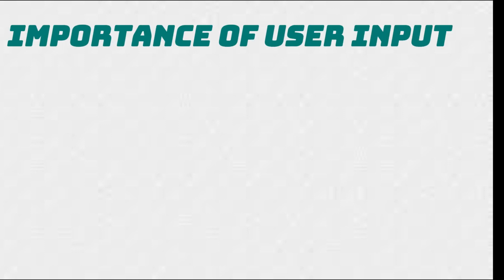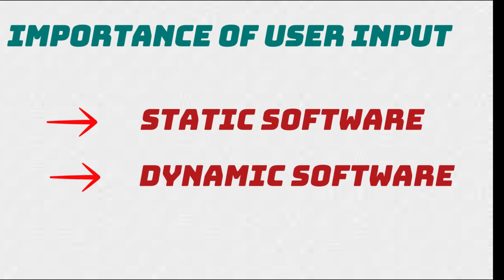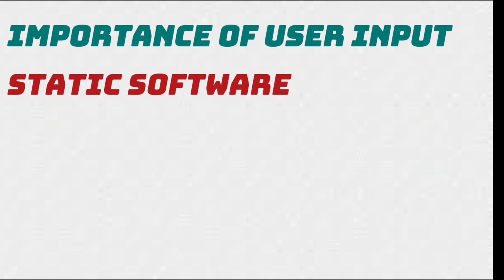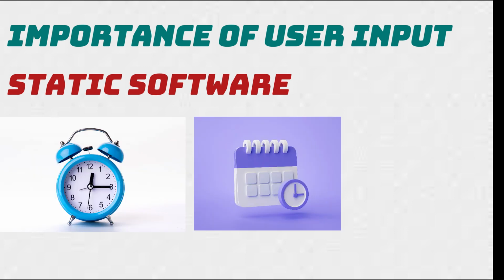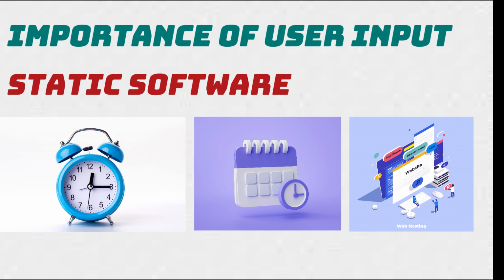If you have done programming before, you know how critical it is to get the input from the user. There are two types of software, static and dynamic. Static software are applications that only provide information to the user without taking any input. Examples include clocks, calendars, most government websites, and logs.